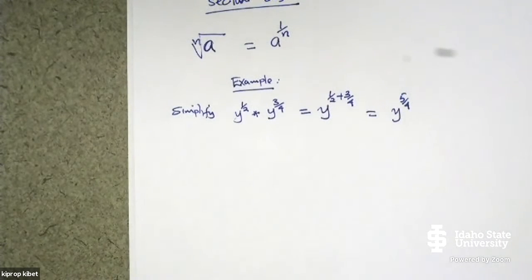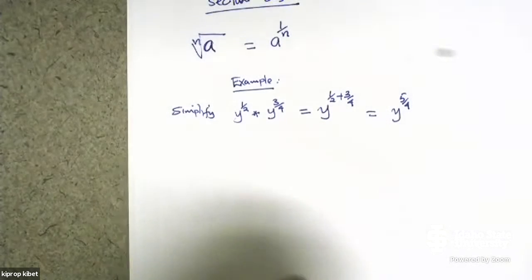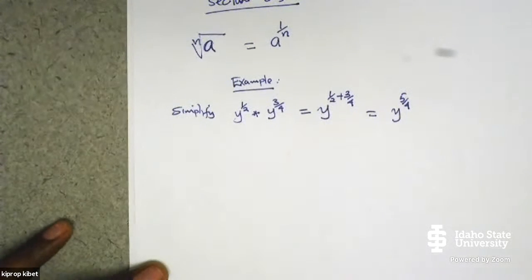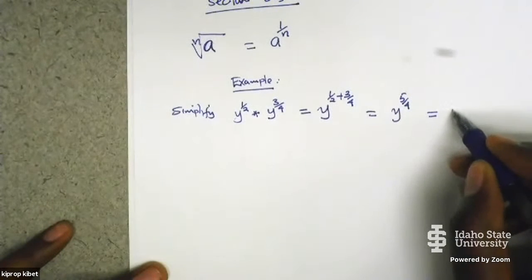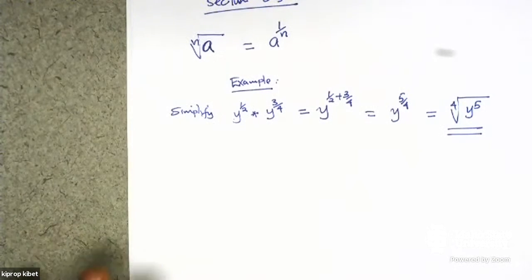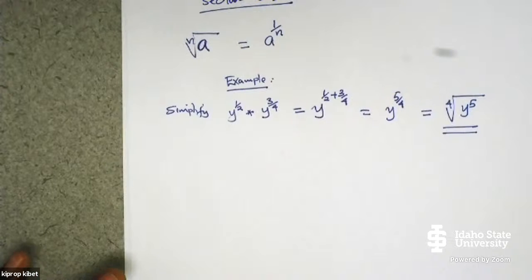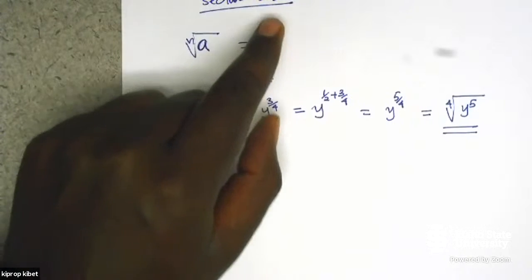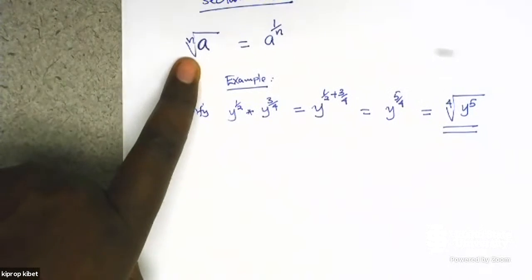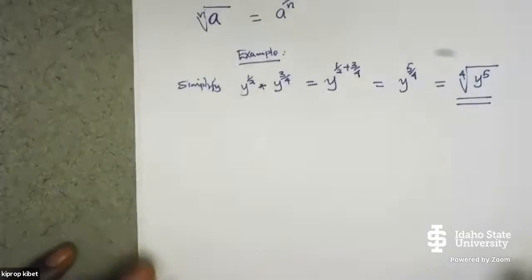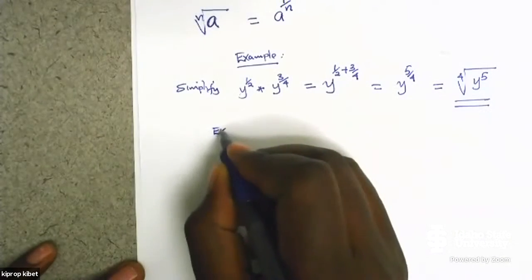Now, how can you write that one in radical form? So this is in exponential form. The fourth root of y to the power of 5. Yes, so this is similar to the fourth root of y raised to 5, since we know that a raised to 1/n is the same as the nth root of a. Another example, number 2.